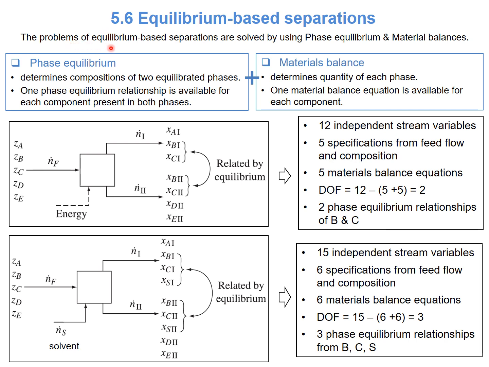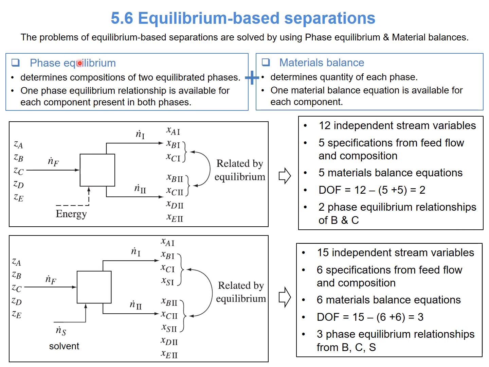The problems of equilibrium-based separations are solved by using phase equilibrium as well as material balance equations. As you know, material balance equations determine the quantity of each phase. One material balance equation is available for each component. Then, in the case of equilibrium-based separations, we could use the phase equilibrium or related relationship between phases.